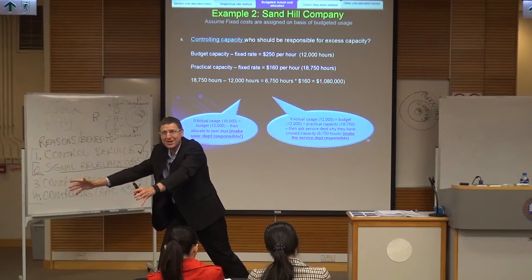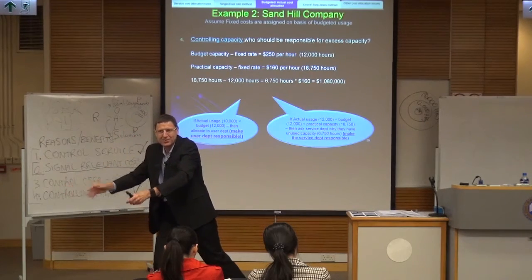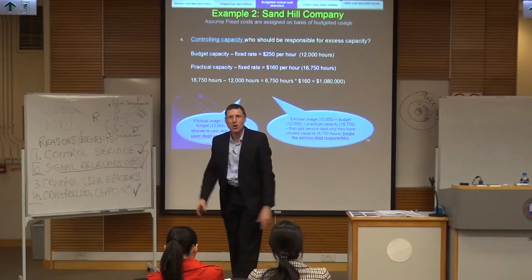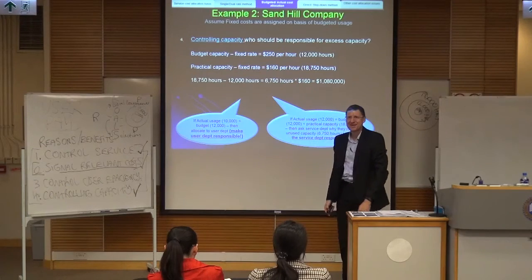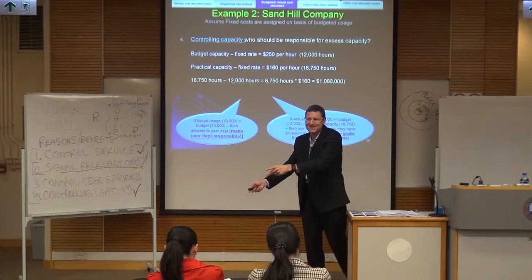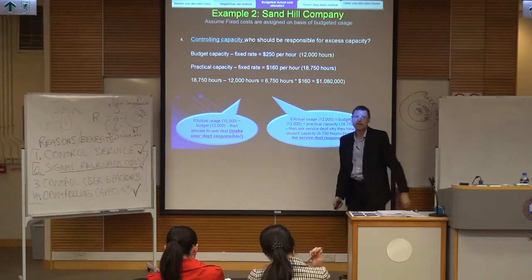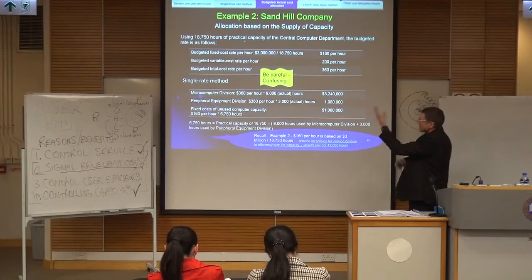The IT department cannot allocate their 3 million on practical capacity. They messed up. Too bad. Your cost. Don't pass it on to the user departments. Do your budgeting better next time. Okay? That's under practical capacity. All right? So, and then there's 2 slides just to show the calculation.